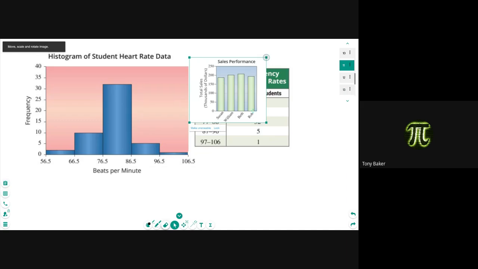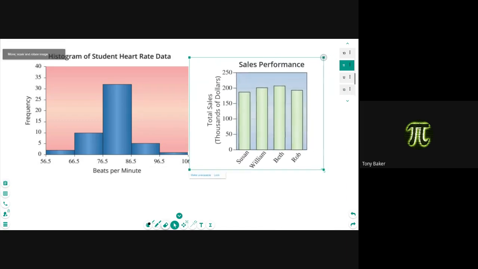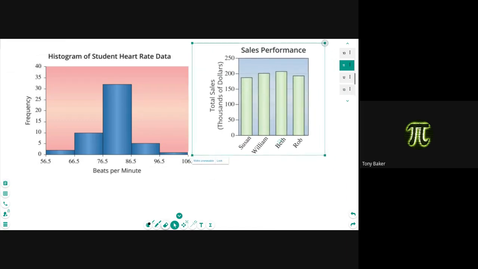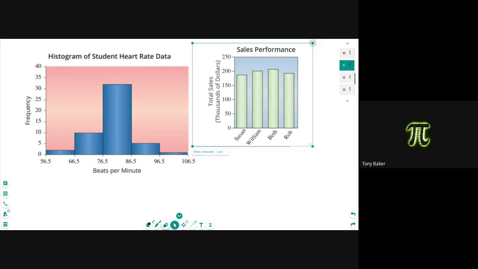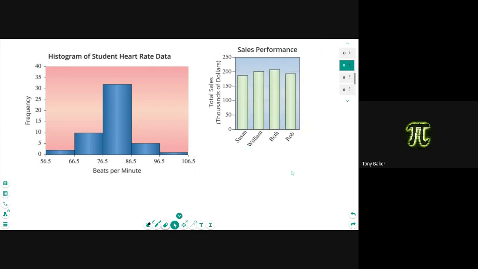All right, so here's a bar chart. What are some differences between these two? Ignore the fact that it says Susan, William, Beth, and Rob. Those could be numbers too. That's not that big of a deal. What are some of the distinct differences? This is like one of those spot-the-differences pictures. Yes. They go in ranges instead of values, like just one value. Okay.